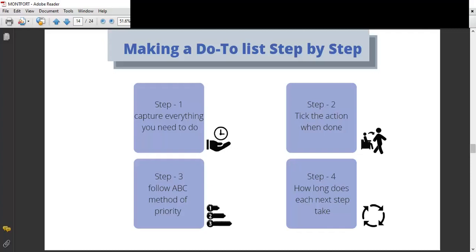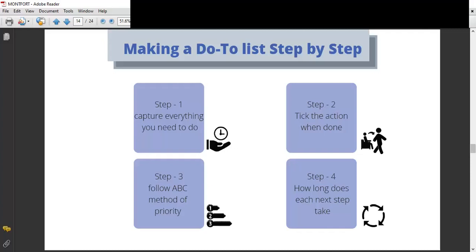At the end of the day, I'll tell you, you won't worry about anything. You need not worry about the things. All the works will be done in a very systematic way. Now, step 3, follow the ABC method of priorities. Yes, you can follow ABC.